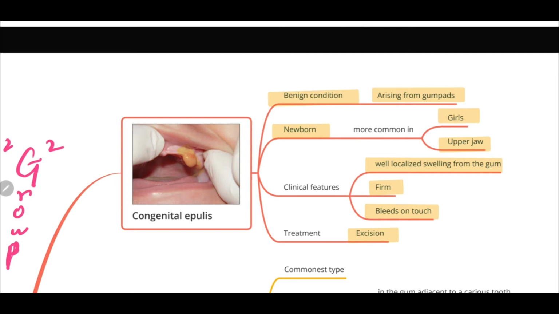And this is about congenital epulis. So it's a benign condition arising from the gum pads, more common in girls, more common in the upper jaw, and it is well localized, firm, bleeds on touch, and you treat it via excision.